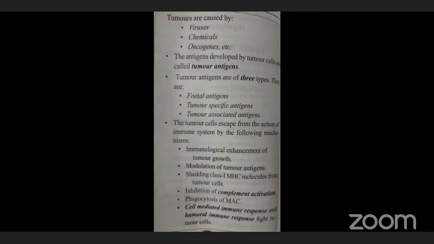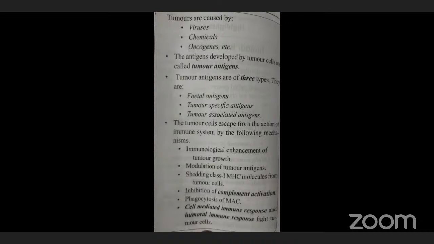Oncogenic viruses produce tumor-specific antigens on the surface of transformed cells. So which virus can cause a tumor? Adenovirus. Kindly note the name of the virus. Adenovirus can produce tumor-specific antigens on the transformed cell surface, which is responsible for making tumors.